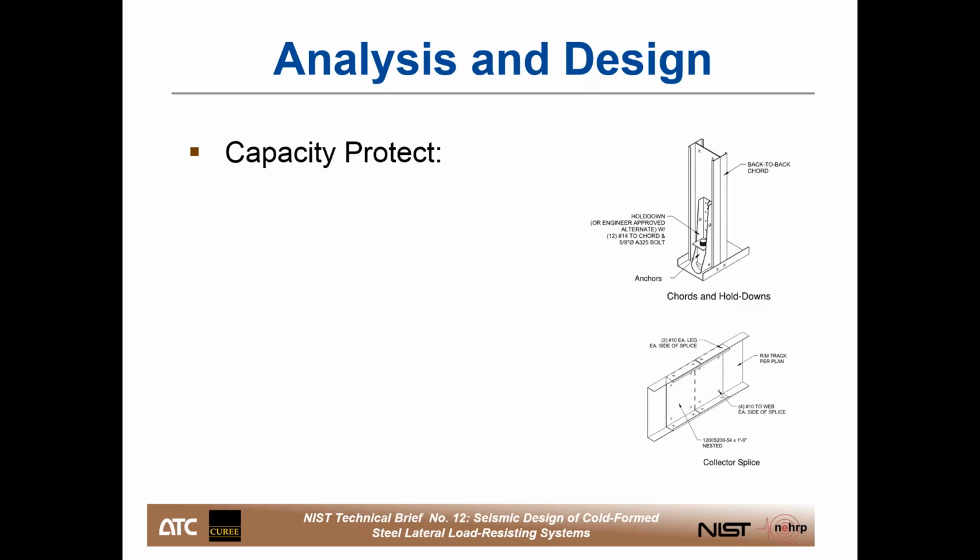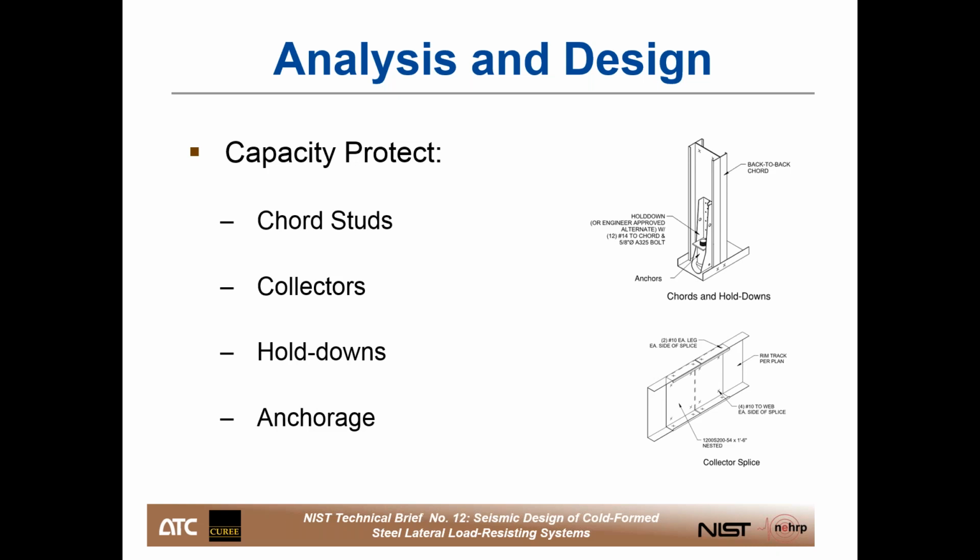So S400 requires that elements in the critical load path that are not part of the energy dissipating mechanism be capacity protected to ensure that the energy can be dissipated without failure elsewhere in the seismic load path. So examples of shear wall elements that would require capacity protection include cord studs, collectors, and any splices, hold downs, and anchorage. So when I was defining capacity protection, I mentioned that it included elements that are in the seismic load path, but that are not part of the energy dissipating mechanism.